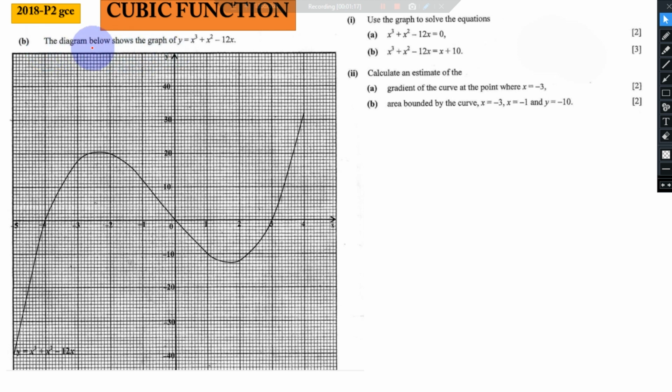The question says the diagram below shows the graph of, so this is the equation that is bounding this graph, y equals x cubed plus x squared minus 12x, and this is the graph given here. The questions we have under this question: use the graph to solve the equations. Now the first equation we are solving is this one here, x cubed plus x squared minus 12x equals 0.